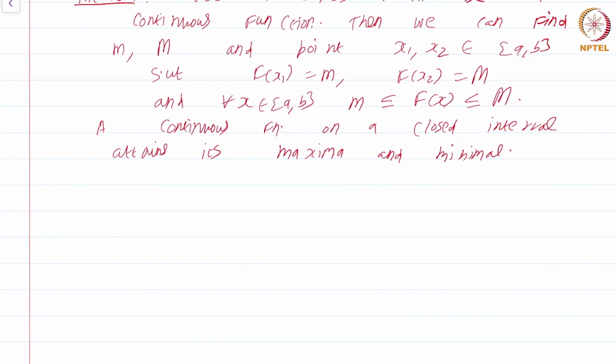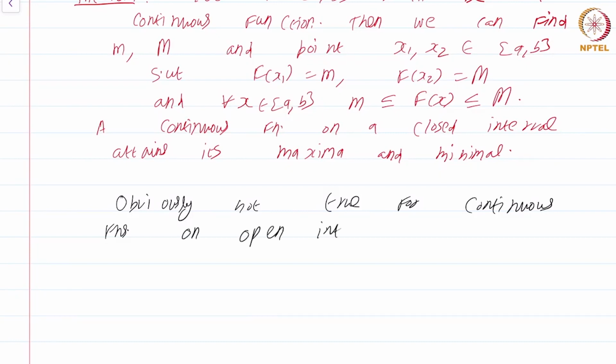Now this result is obviously not true for continuous functions on open intervals. Take the function f of x equal to x on (0, 1), for instance. This function doesn't have a maximum or a minimum in this interval at all. So something about the interval being closed plays a crucial role.